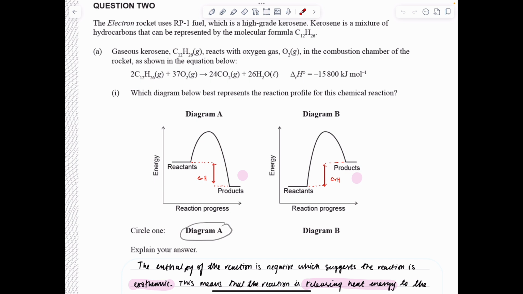So how you do that is you take a dotted line from the reactants and a dotted line from the products, and then the gap in between those two dotted lines is the delta H, so that's showing the change in energy. In this case, the change in energy is negative to show that this is an exothermic reaction. And the change in enthalpy here is from the reactants to products. And that's how you draw the diagrams.